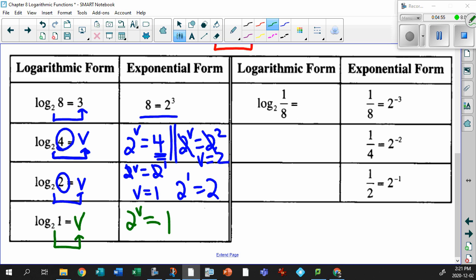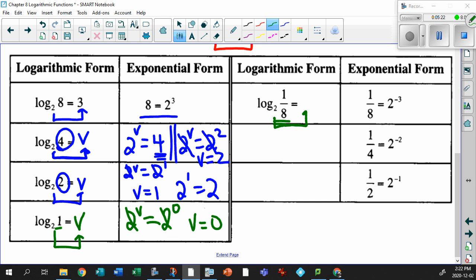How do I make a common base out of that? Well, it's really quite simple, actually. What you're going to do here, and you have to remember grade 9 math, is any base to the power of 0 is 1. Cancel that out. V equals 0. Ta-da! Super simple. Same thing goes when you're dealing with fractions.